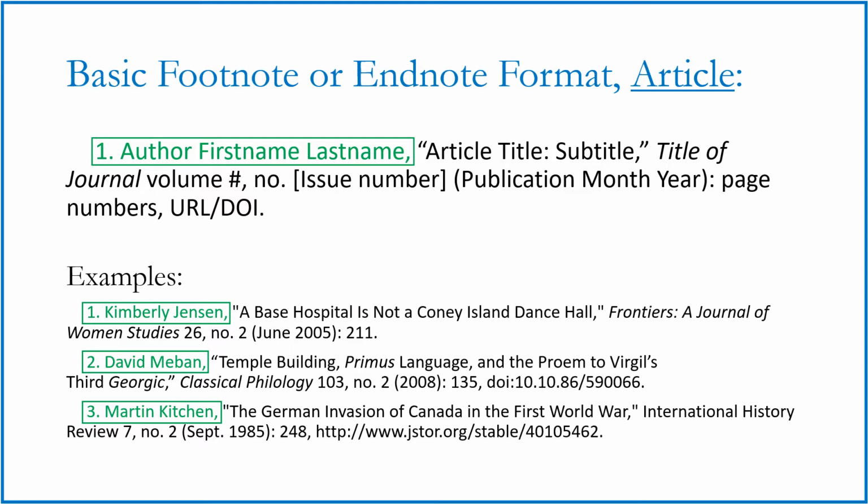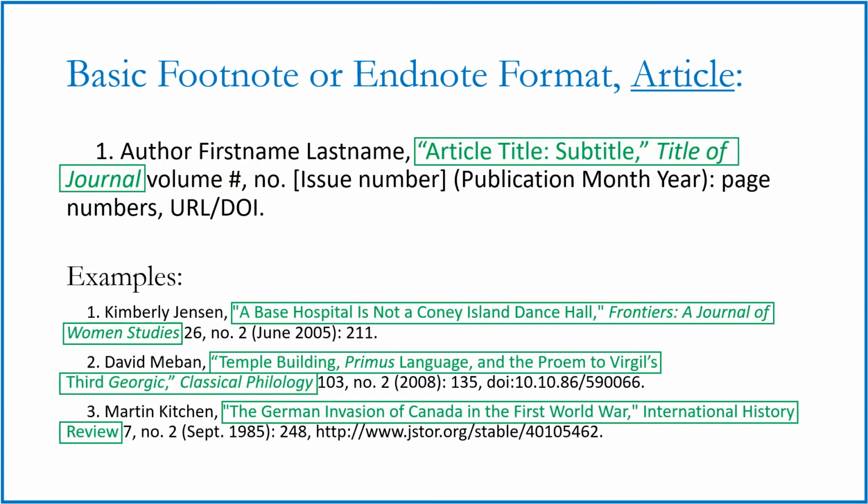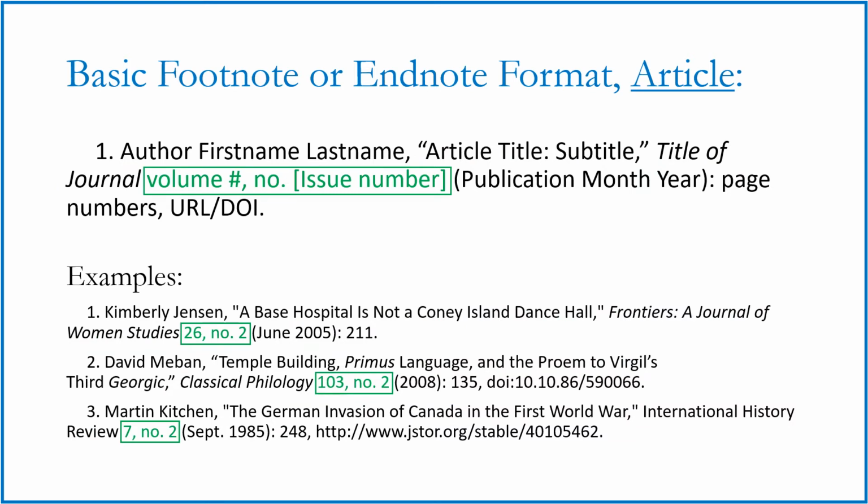Again, we start with the author's first and last name, then a comma and a space. Next come the two titles, the title of the article and a comma in quotation marks, then the name of the journal in italics, with all major words capitalized in both. There is no punctuation between the journal title and the next element, the volume number. After that, put a comma and a space, the abbreviation NO for number, a space, and the issue number.